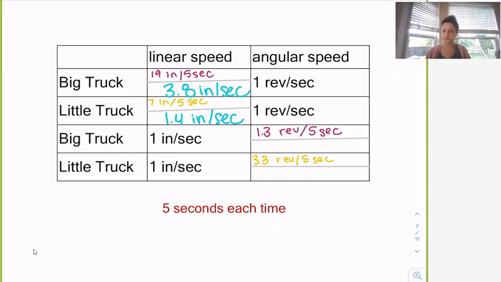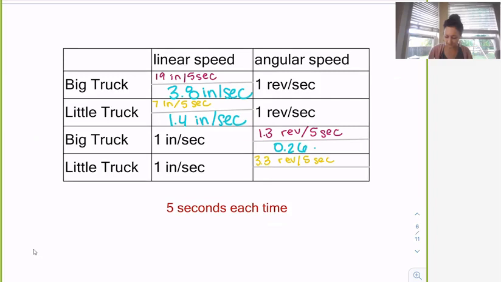We got 1.3 revolutions for 5 seconds for the big truck, which is 0.26 revolutions per second. However, for the little truck, we got 3.3 revolutions for 5 seconds, in other words, 0.66 revolutions per second. So you can see that holding the linear speed constant, the little truck has a faster angular speed than the big truck does.